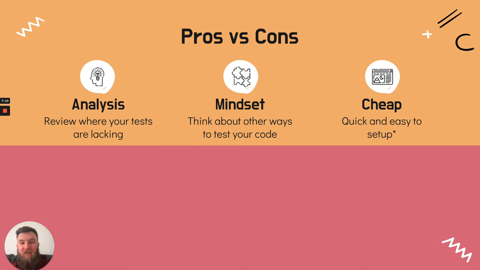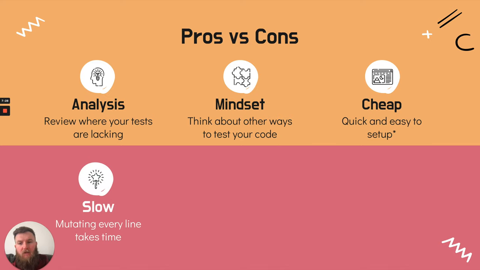And as you can see, I've added an asterisk here because it can get complicated. When it can get complicated, I'm talking about introducing type checking with TypeScript. And obviously, depending on how complex your code is, it can be quite difficult.